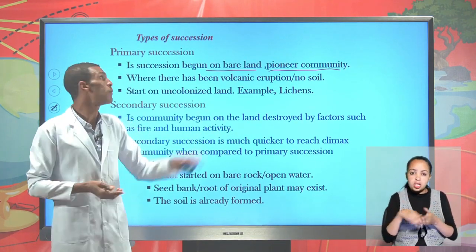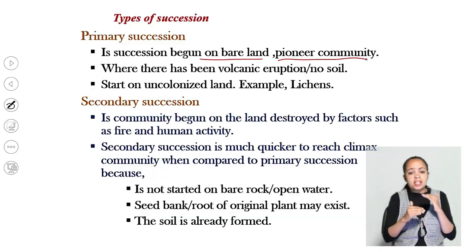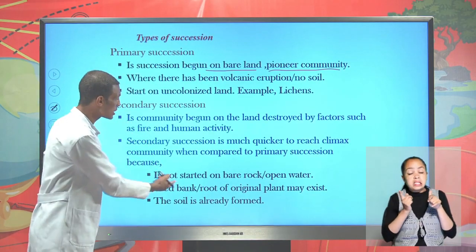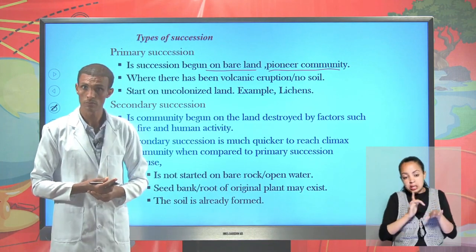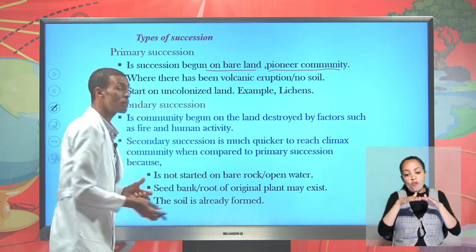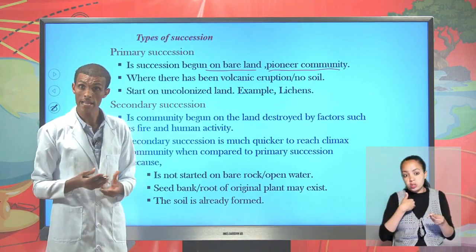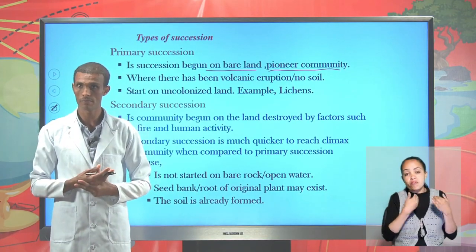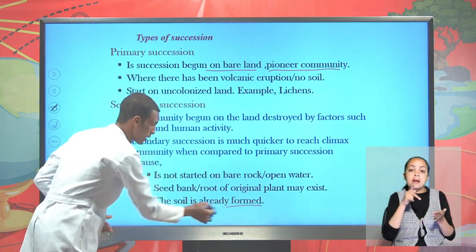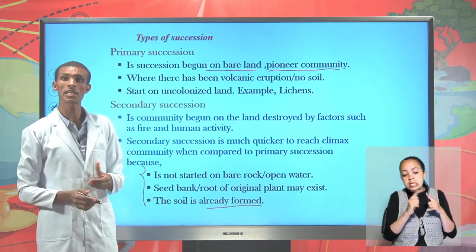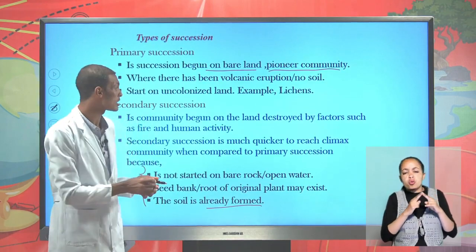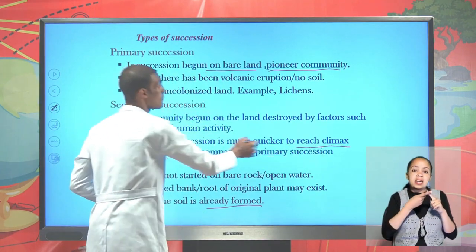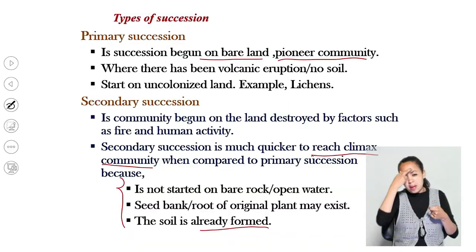Here again, students, both secondary succession and primary succession progress to form a climax community. Secondary succession is quicker because it does not start over bare rock. It starts over an area where primitive soil is found, and the seed bank or roots of the original community may still be there. As a result, secondary succession arrives at the same climax community much more rapidly.